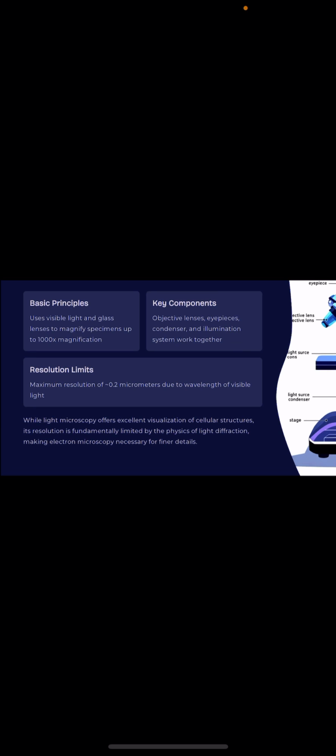There are two types of electron microscope: one is transmission, and one is scanning. The transmission is known as TEM, and the scanning is known as SEM. TEM, the transmission electron microscope, looks through a thin sample, and SEM, the scanning electron microscope, looks at the surface of the sample.